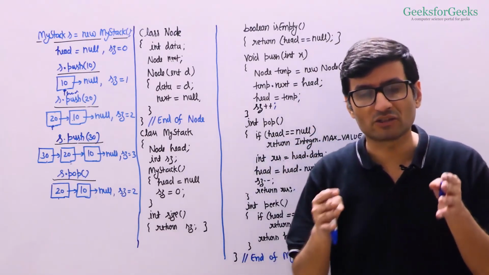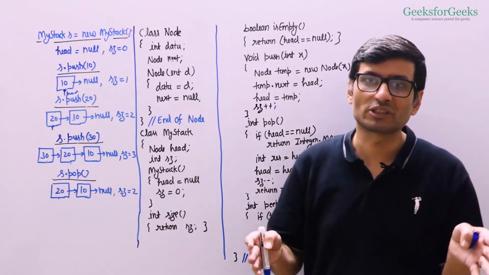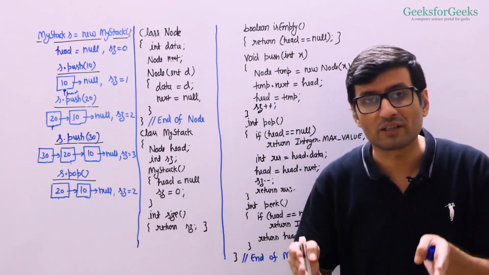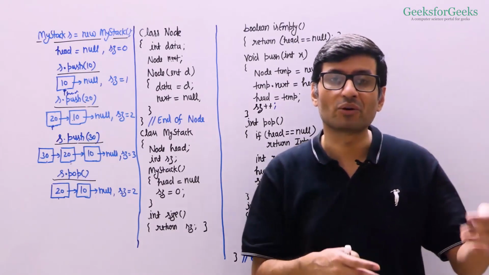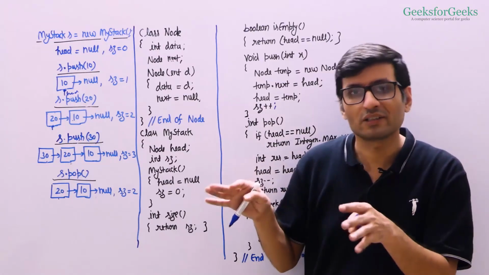If you see normal array implementation, there we had big O of 1 in the worst case, but the size was limited. Then we had array list implementation where we had big O of 1 amortized, where we were allowing dynamic size. Here we have dynamic size and we have big O of 1 in the worst case.